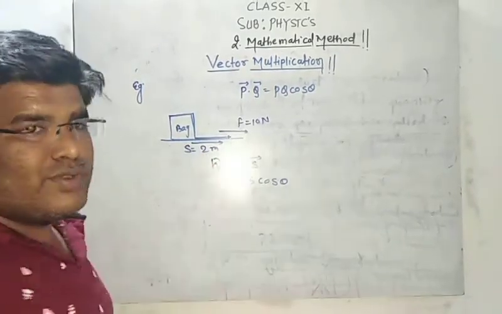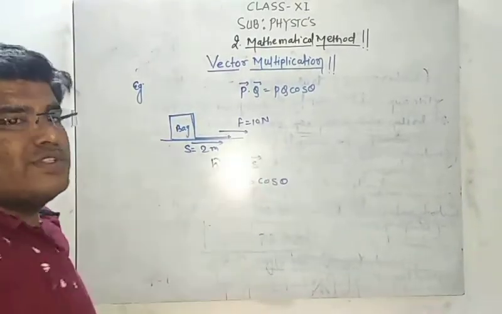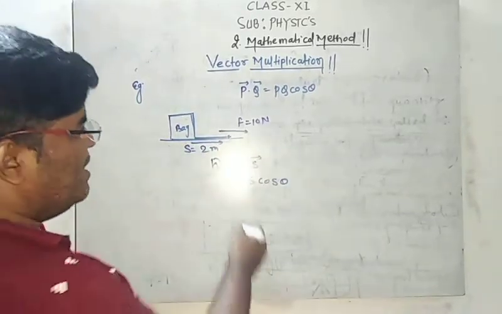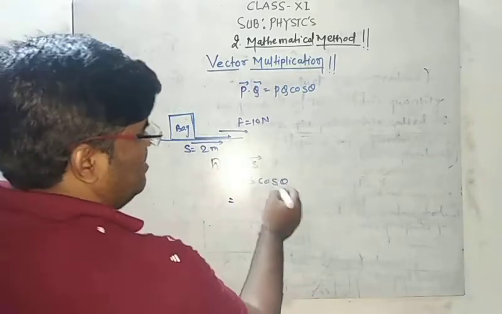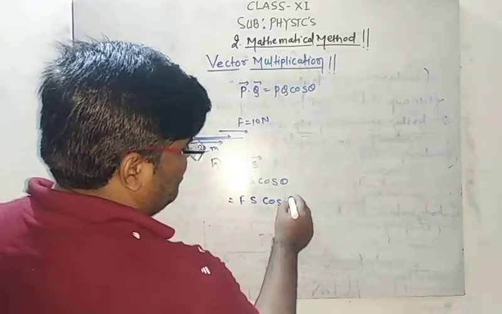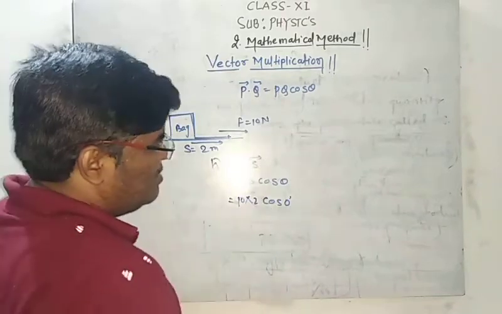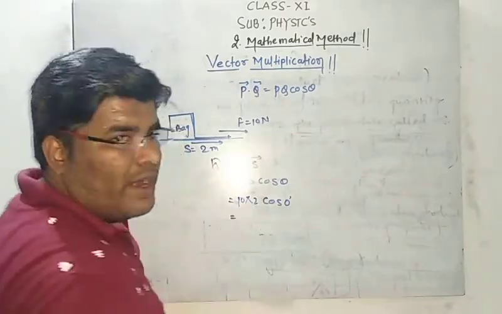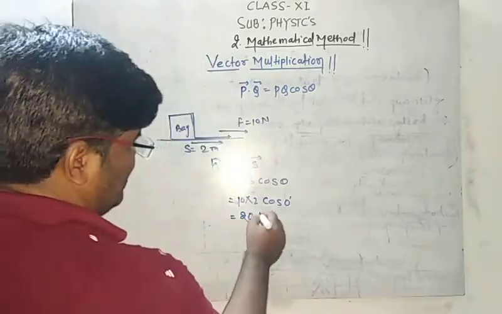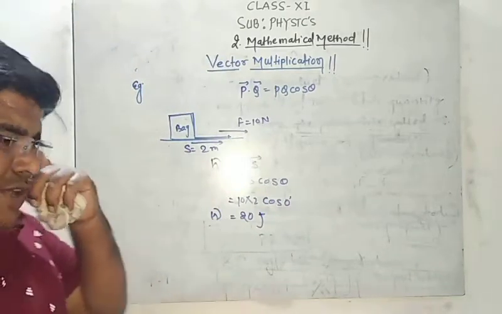So what is the angle between these two? It is 0, because force and displacement are in the same direction. Therefore the angle between these two is 0. Then Fs cos 0. F is 10, displacement is 2, and cos of 0, you know, is 1. Therefore 20 joule is the work done during this process.